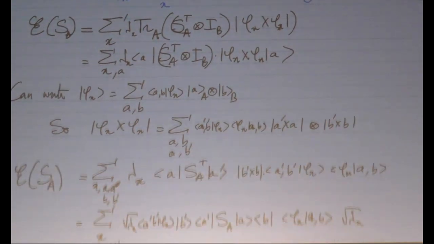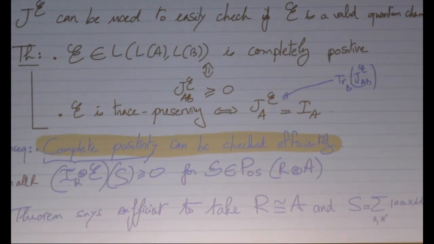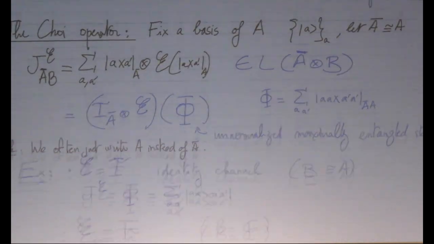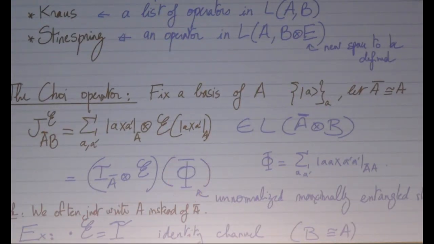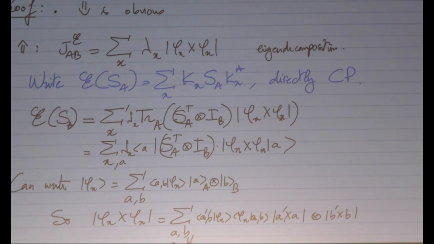I included a proof here, but maybe it's useful to go over it. So let's just say, one direction: if you start with a map which is completely positive, then the fact that the Choi state, or the Choi operator, is positive is easy, right? This is direct. By definition of complete positivity, if I do identity tensor E, it gives me something positive, so this is immediate. The part which requires proof is the other side: if the Choi operator is positive, then the corresponding quantum channel is completely positive.